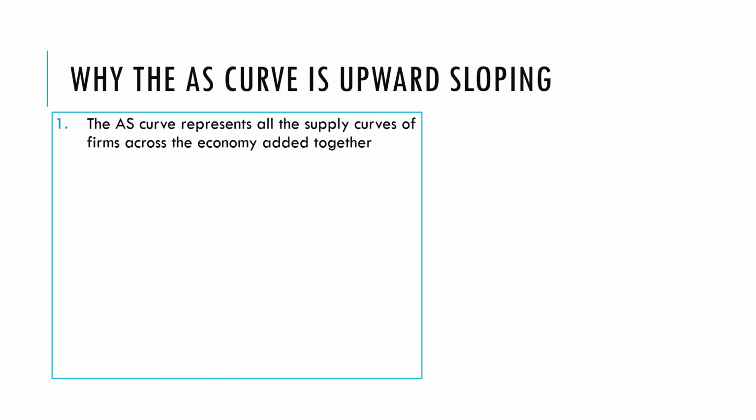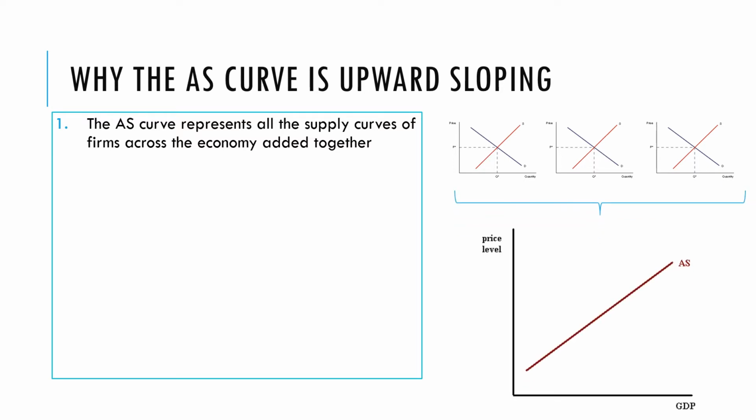The first one is that the AS curve represents all the supply curves of firms across the economy added together. So we take the supply curve of all the firms in the petrol industry, and we add it to the supply curve of all the firms in the food industry, and we add it to the supply curve of all the firms in the sportswear industry. If we add it across all the industries in the economy, because they're all upward sloping, in aggregate across the economy, AS would be upward sloping and showing us the relationship between the price level across the whole economy and output across the whole economy, real GDP.